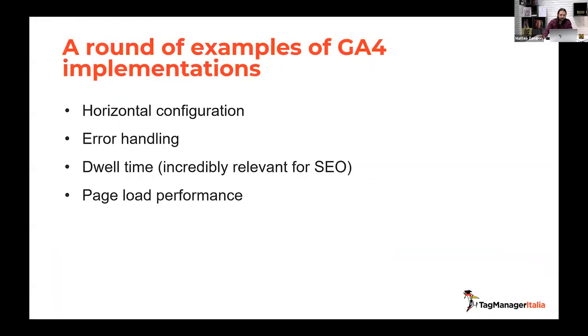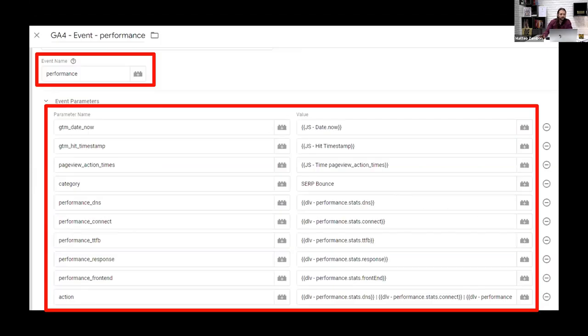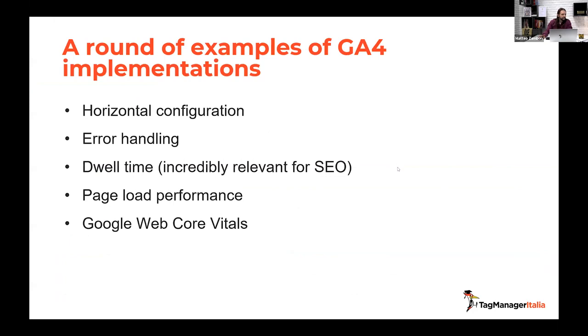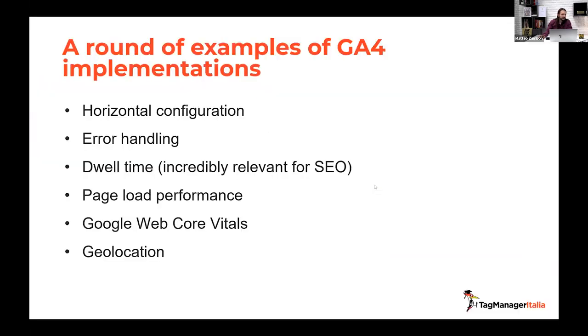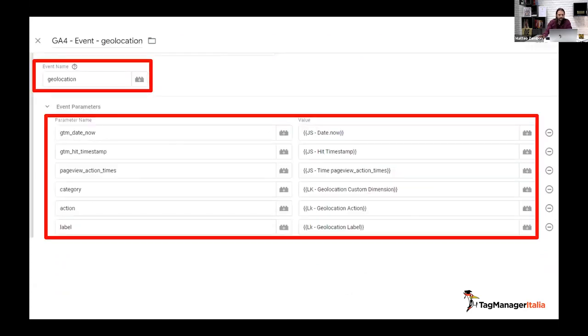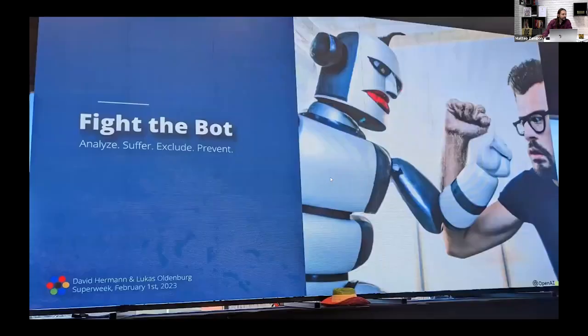Page load performance is again very useful to create your user monitoring report. So this is another example of implementation. The other thing is Web Core Vitals. This is the configuration, and geolocalization could be another interesting thing. This is another example of the horizontal parameters, and bot identification could be interesting.